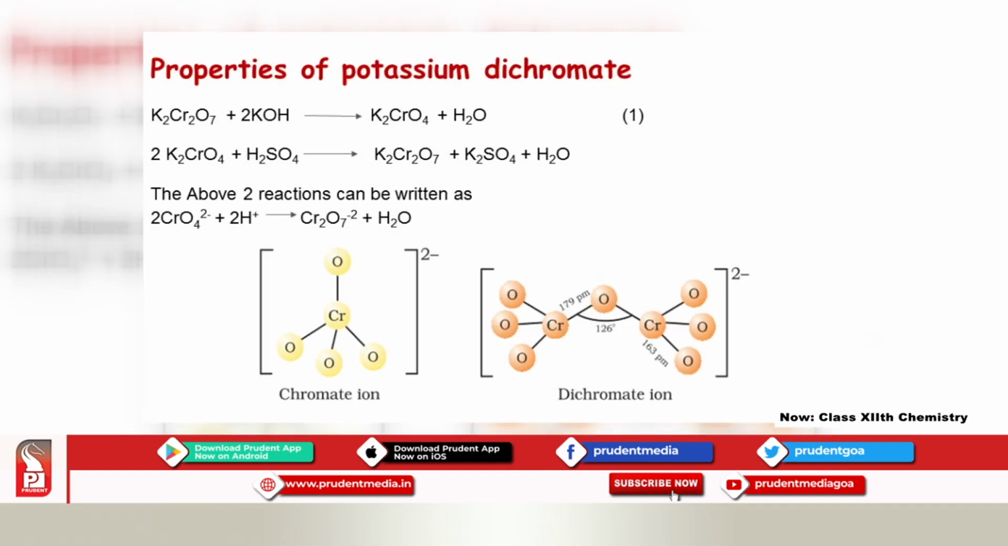See, potassium dichromate, when you treat with KOH, you will get K2CrO4 and water. And this K2CrO4, when you treat with an acid, you will get K2Cr2O7, potassium dichromate, and sulfate plus water. Or the above reaction can be written like this: CrO4 2 minus ion plus H plus ion gives you Cr2O7 2 minus and H2O.